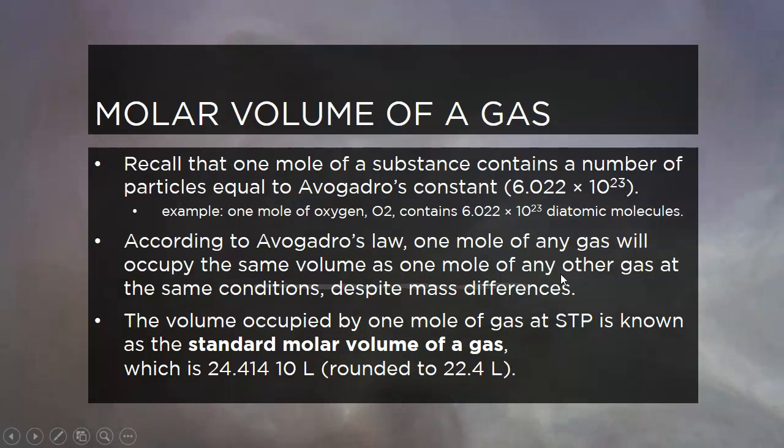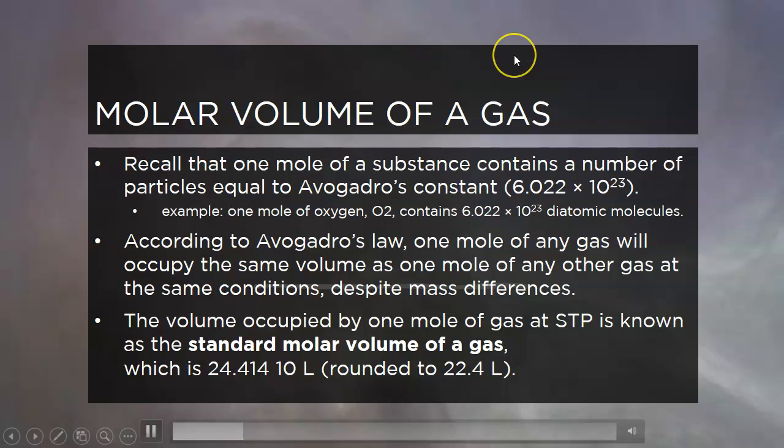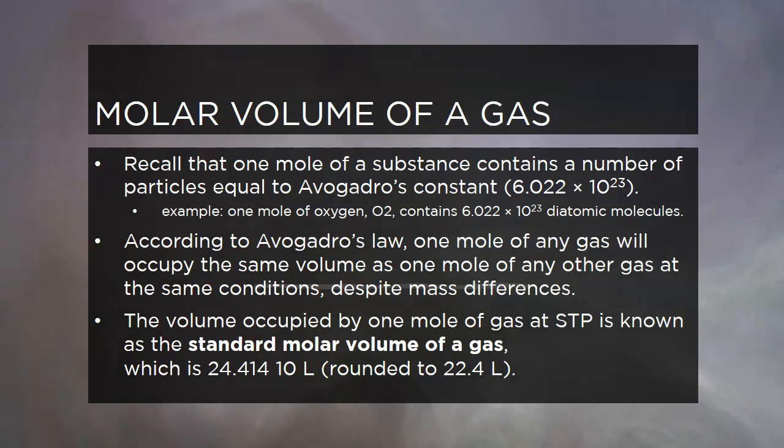So one more important detail we want to talk about is the idea of the molar volume of a gas. We know that 1 mole of a substance contains 6.02 times 10 to the 23rd particles of that substance. So with oxygen, we know it's a diatomic molecule, so a mole of oxygen would be 6.02 times 10 to the 23rd molecules of oxygen.